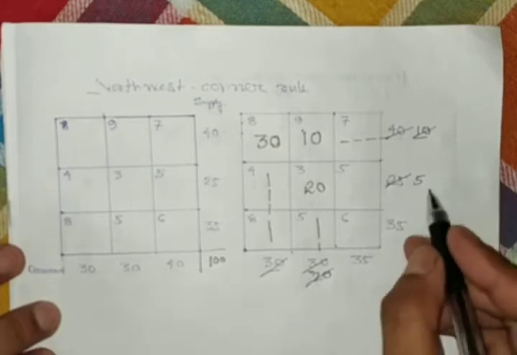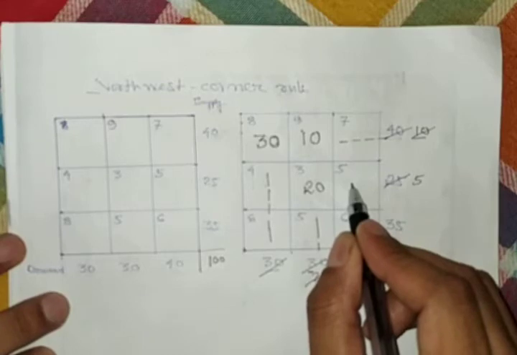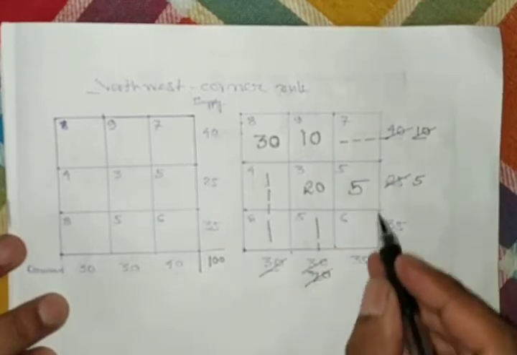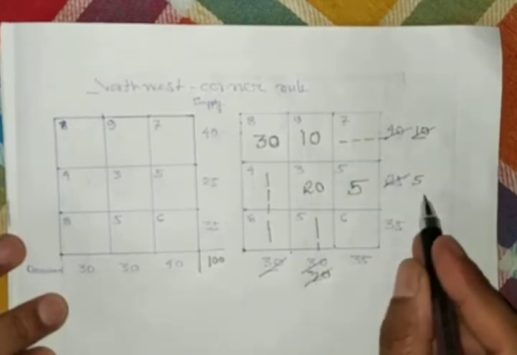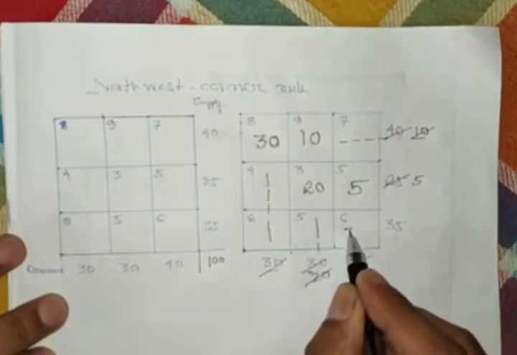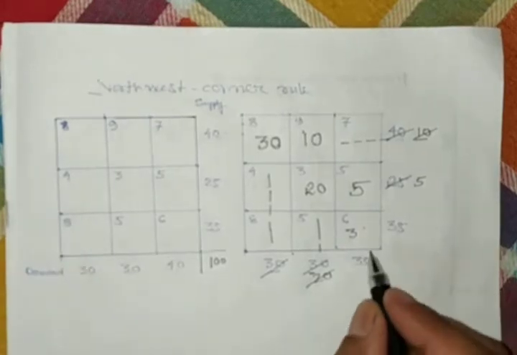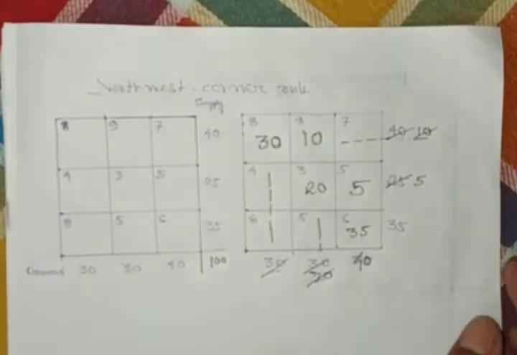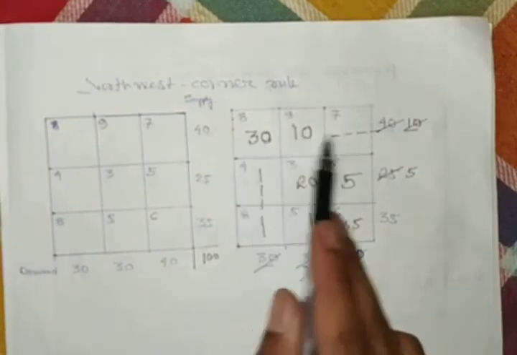In that sense, I can directly put the remaining 5 here, and then it will be 30. Actually it is 40, so it will be 35. So if you observe, all the allocation has been done.